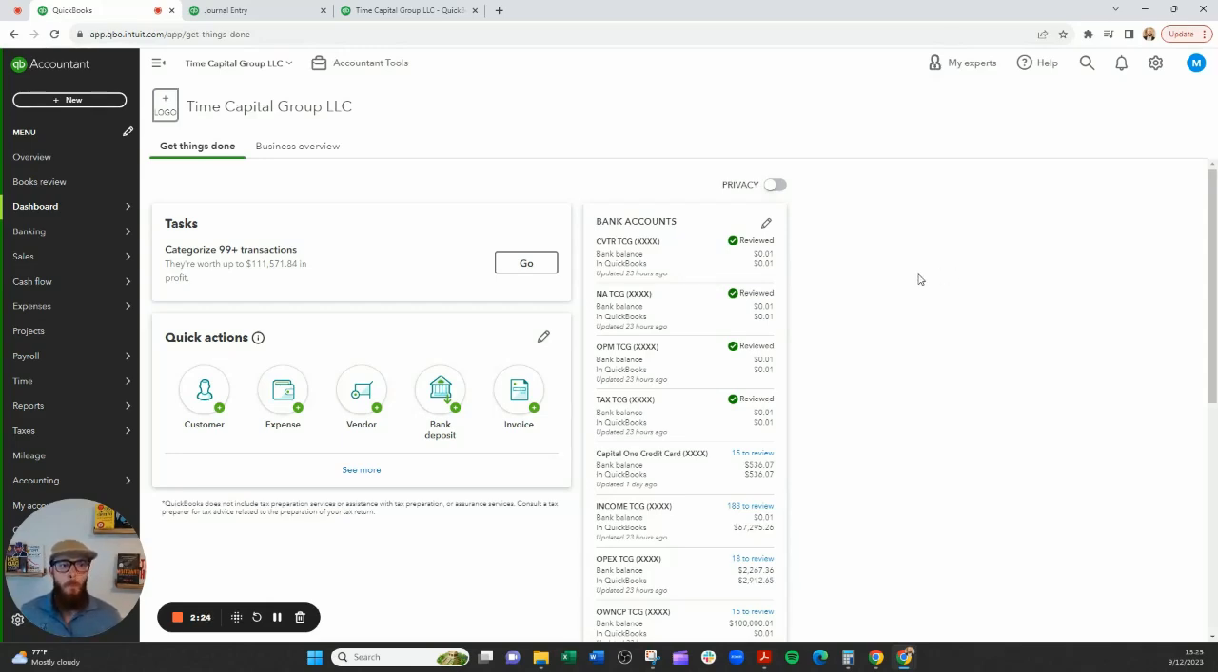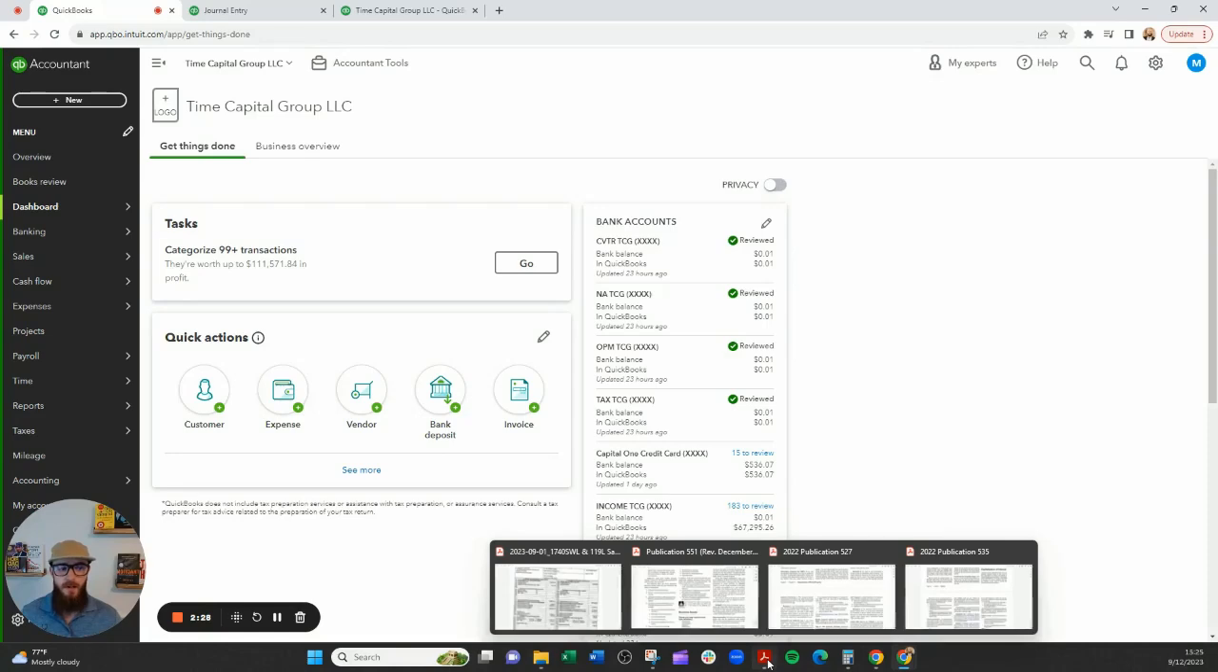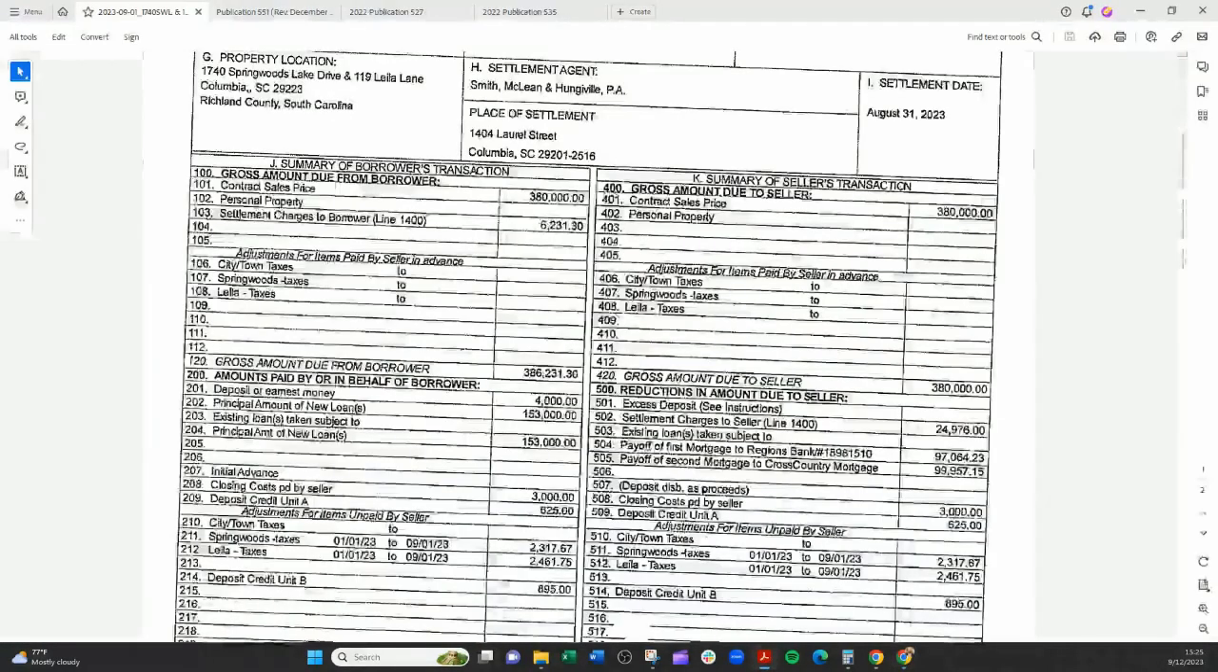As with any HUD statement, we're going to first reference the HUD statement. Okay, so let me orient you. This may look familiar. I went through this same HUD statement in the flip sell HUD statement video. We were concerned with 119 Layla.